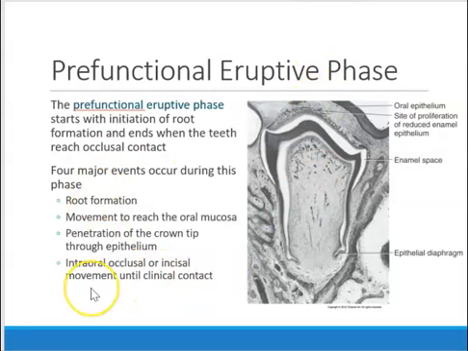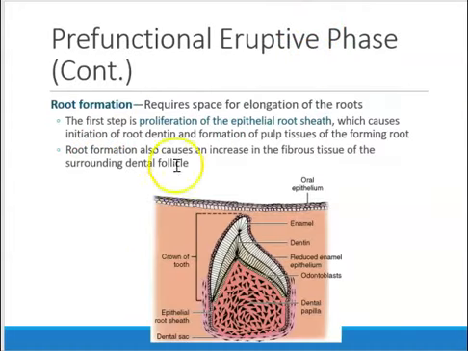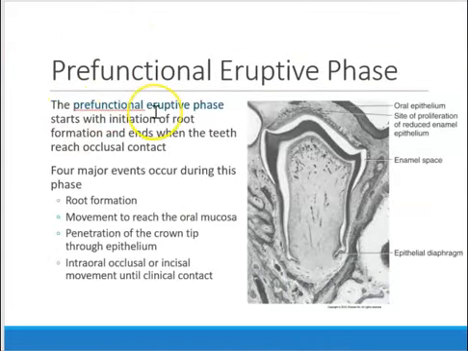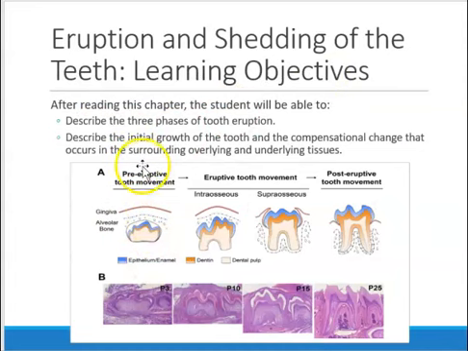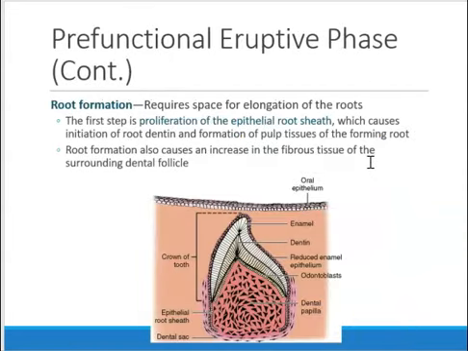So let's look at these events in more detail. Root formation is one thing that happens in your pre-functional eruptive phase. Remember, 3 stages. Just to recap, we have the pre-eruptive stage where it hasn't come out yet. We have the pre-functional stage where it's making its way up to erupt. And then we have the functional where it fully erupts. So what we're looking at right now is the pre-functional eruptive phase.